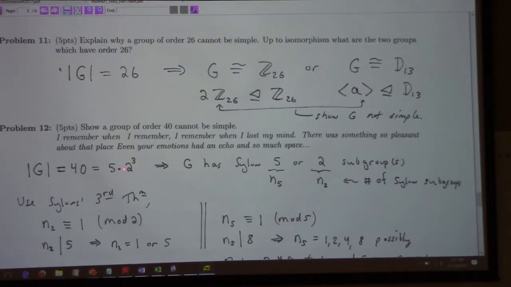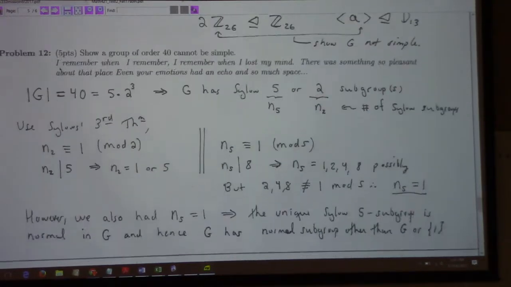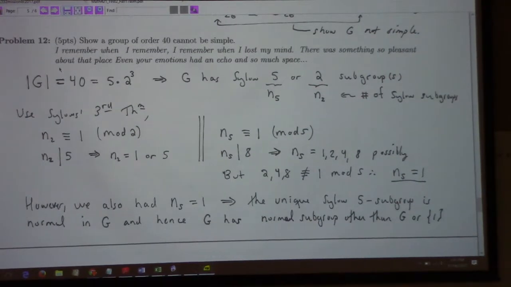40 is 5 times 2 cubed. So I need the number of Sylow 2-subgroups to be congruent to 1 mod 2, and I also need that number to divide 5, which means n is either 1 or 5. Likewise, the number of Sylow 5-subgroups has to be 1 mod 5, and it has to divide 8. If you look at these equations, what are we forced to say? We're forced to say that the number of Sylow 5-subgroups is 1, which means there's a unique Sylow 5-subgroup, which is then necessarily normal by Sylow theory.